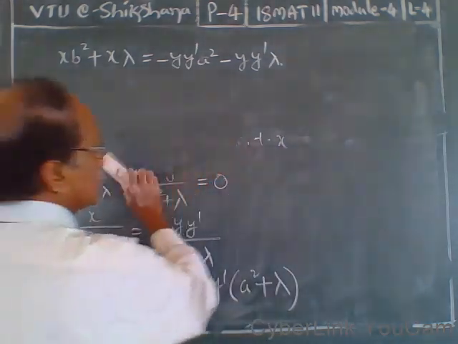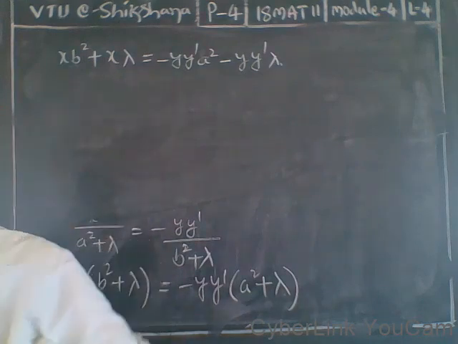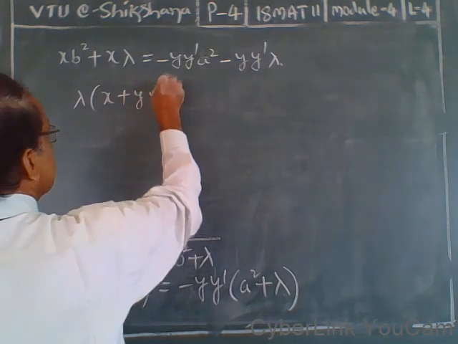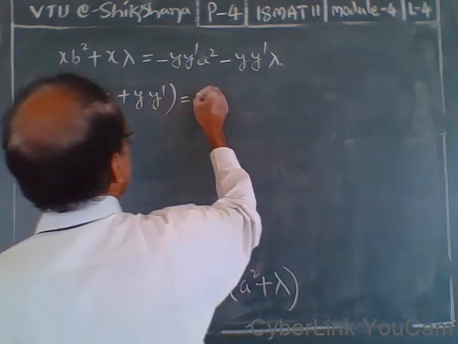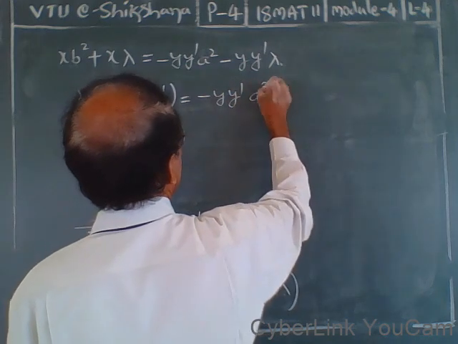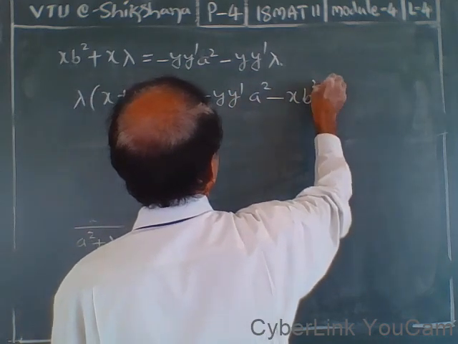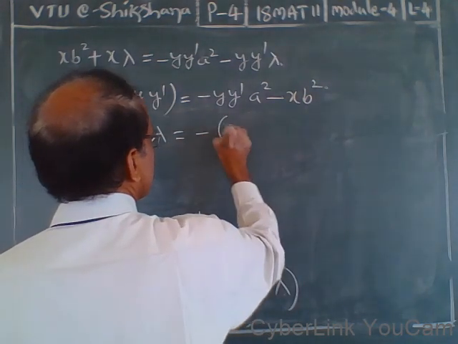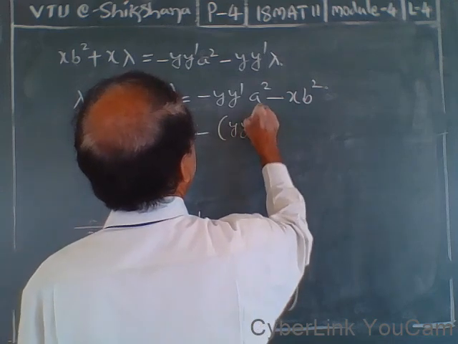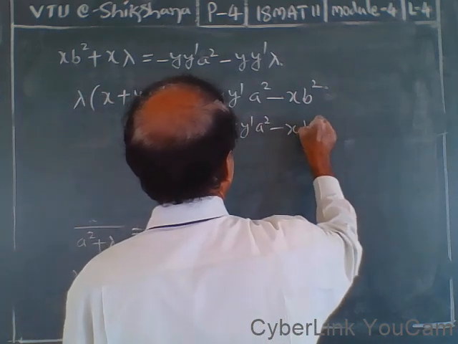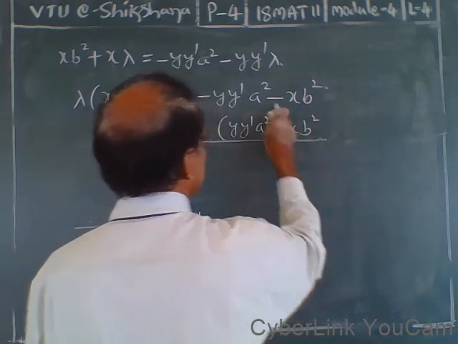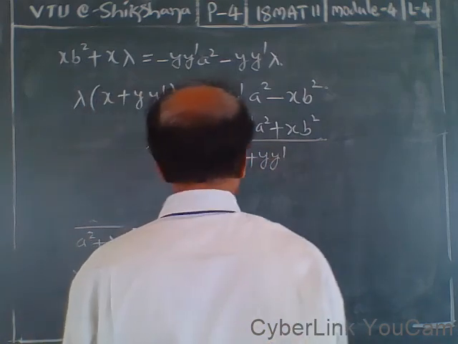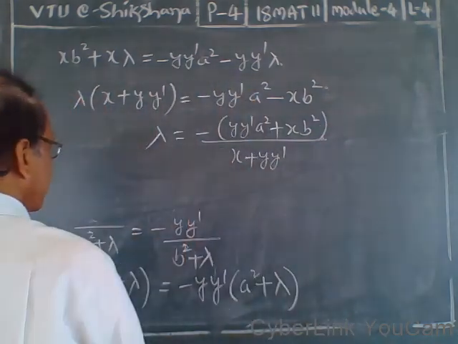Now you collect the common coefficients of lambda from this equation, that is lambda into x plus y into y dash is equal to minus y into y dash a square minus x into b square. Then lambda is equal to minus of y into y dash a square minus x into b square, that becomes plus, I have written this minus sign outside, and divided by x plus y into y dash. So this is the value of lambda.